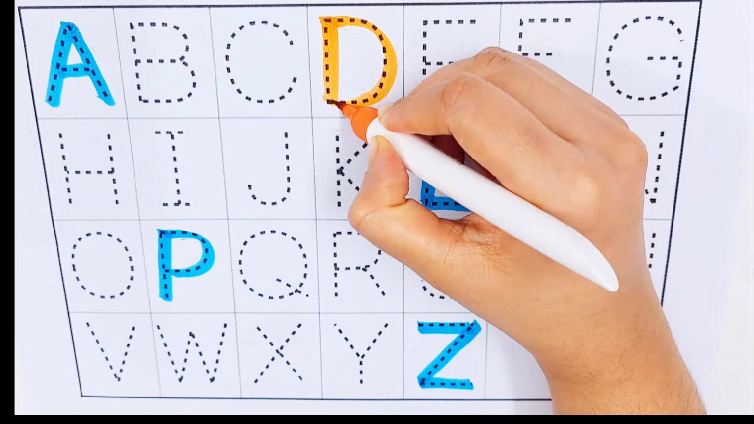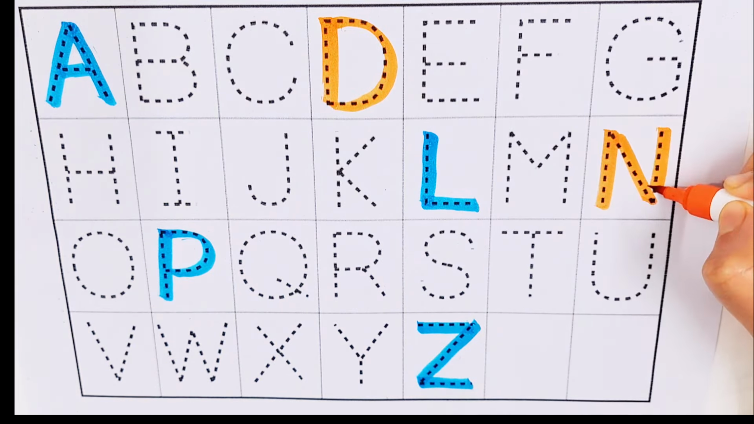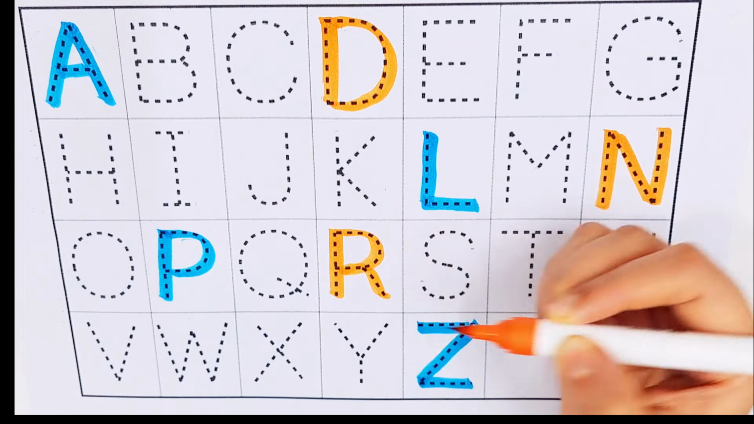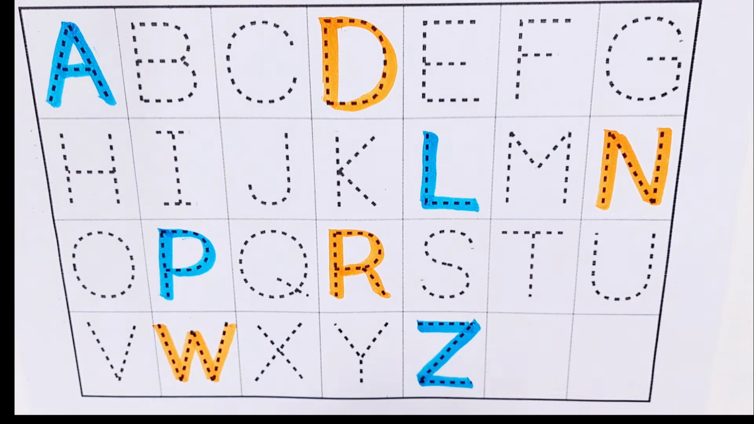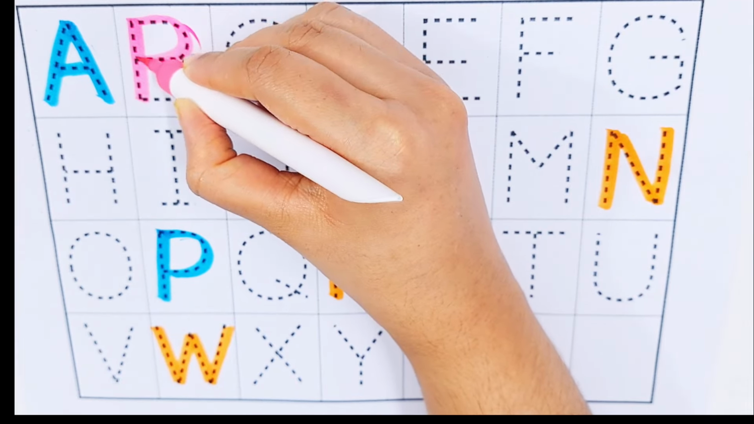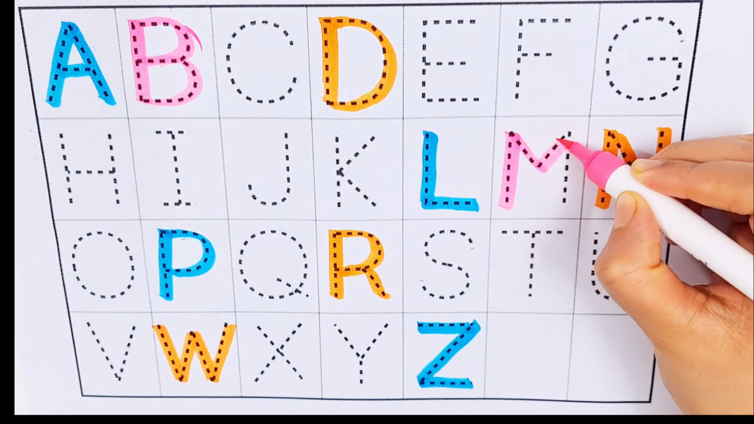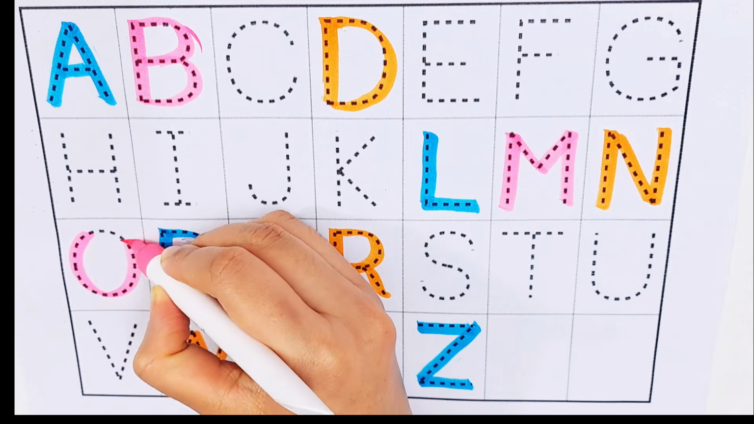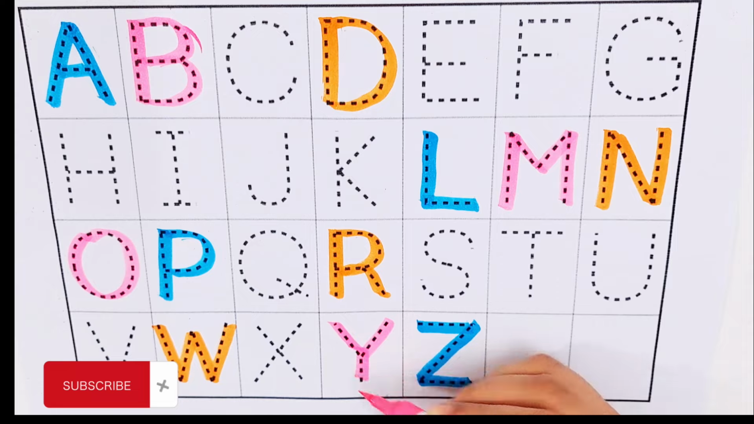D for dress. N for nest. R for rose. W for window. B for bus. M for monkey. O for olive. Y for yak.